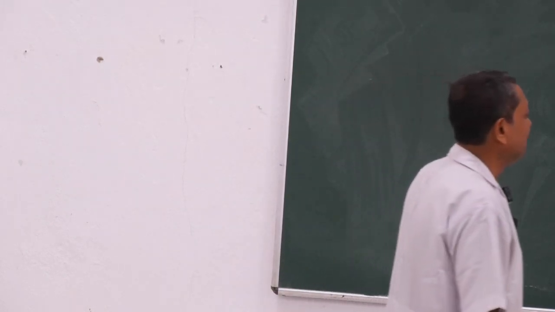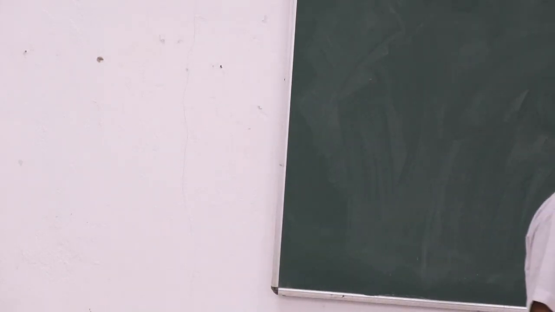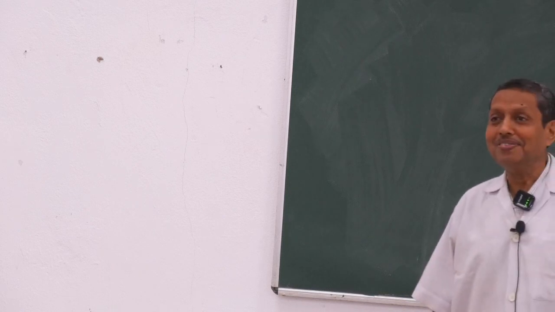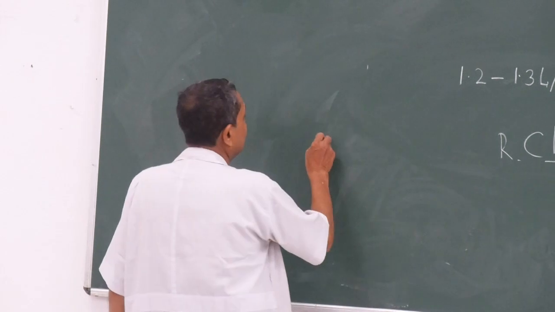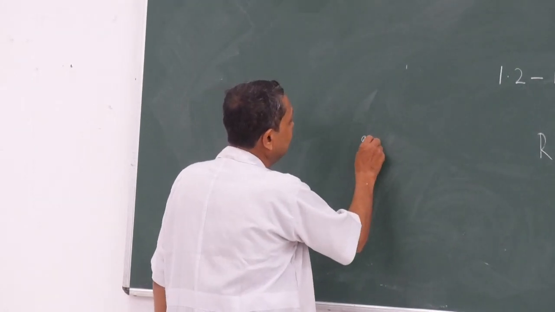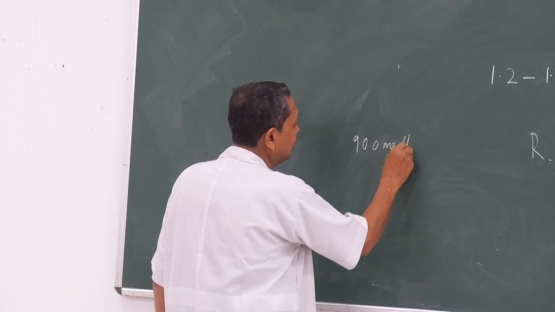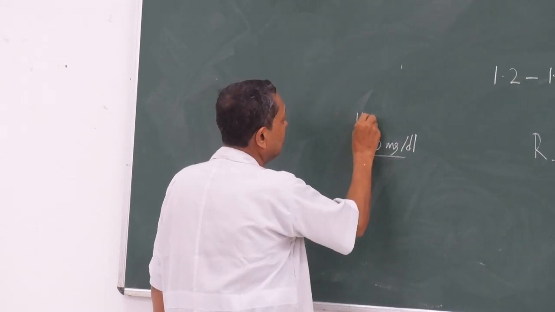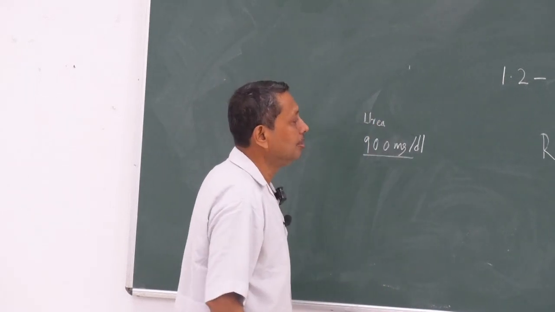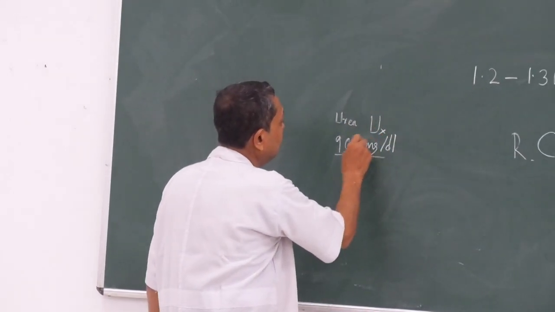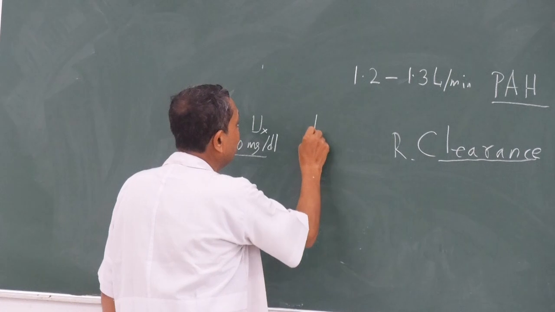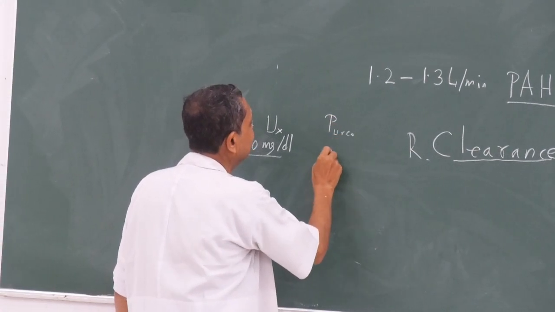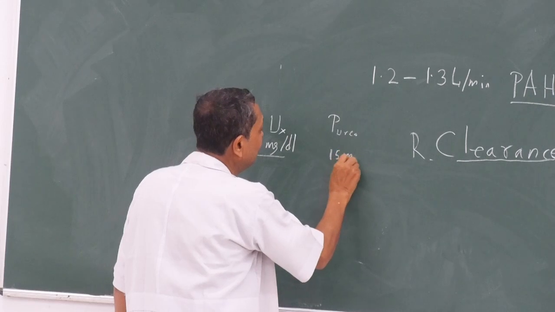Suppose, a few years required, you are unfortunate. Suppose the concentration of urea in urine, Ux, is 900 milligram per deciliter, and the plasma concentration of urea, P urea, is 50 milligram per deciliter.